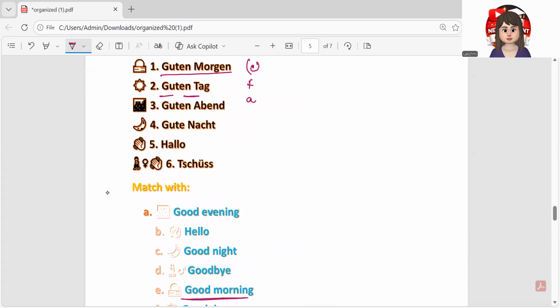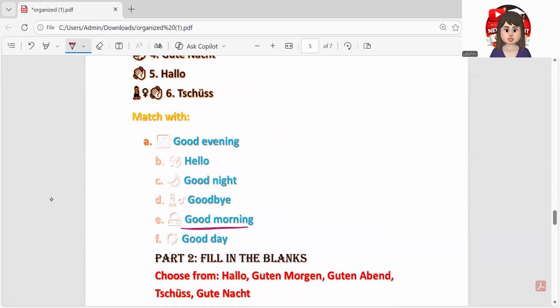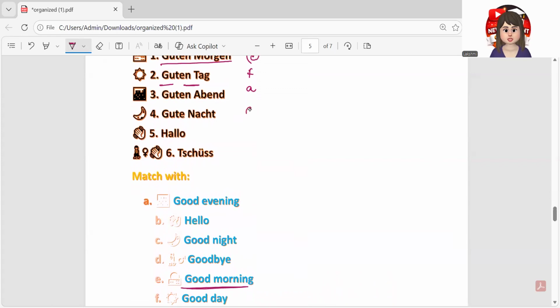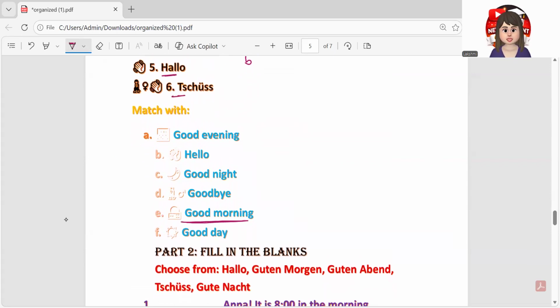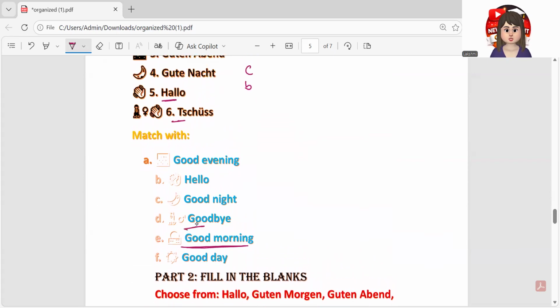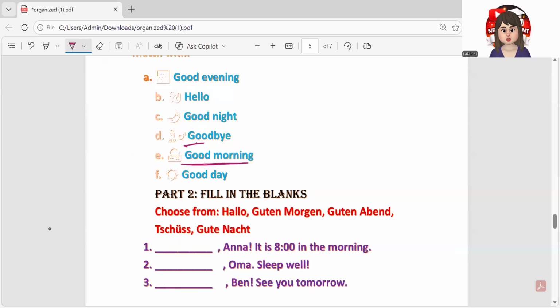Next is your Gute Nacht. Which one is Gute Nacht? Yes, absolutely right, that is C. Next is saying hello. Hello means hello, B option. And sixth is saying tschüss. Tschüss means bye. Where is tschüss? Let's see it. Yes, this one, day. But this tschüss is part of your informal greeting. Always remember this thing.